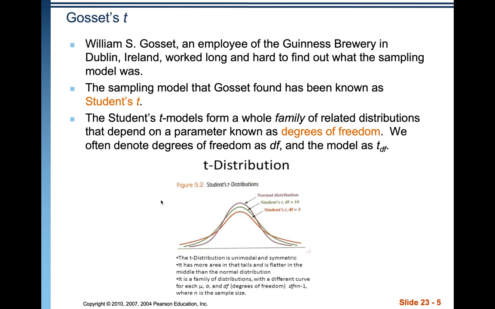This family of distributions was discovered, if you will, by William S. Gossett, who worked for Guinness Brewery in Dublin, Ireland. Empirically, he just found the normal model wasn't really working quite right. And so he came up with the sampling model, which is called Student's t, and it's a whole family of related distributions that depend on a parameter known as degrees of freedom. And we write degrees of freedom as a subscript. Anytime you are writing a test statistic t, you include the degrees of freedom with it.